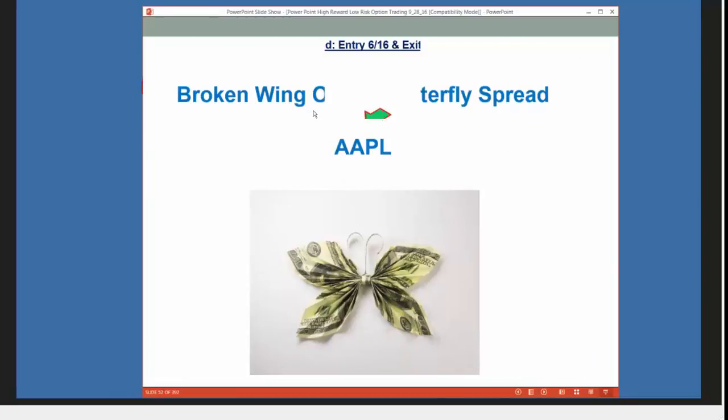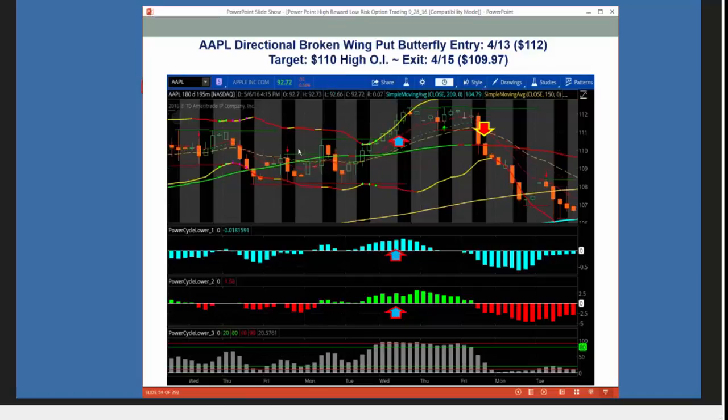Now, the last one, no, this is a broken wing. So this is also called a skip strike butterfly, and this is an example to show you on Apple.